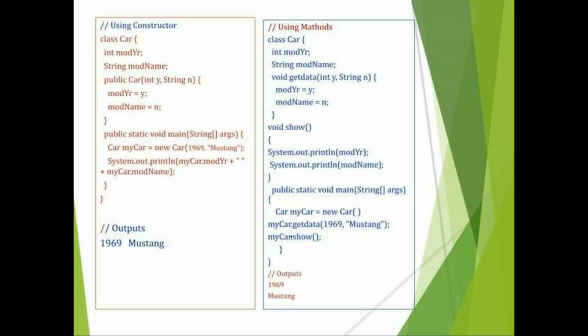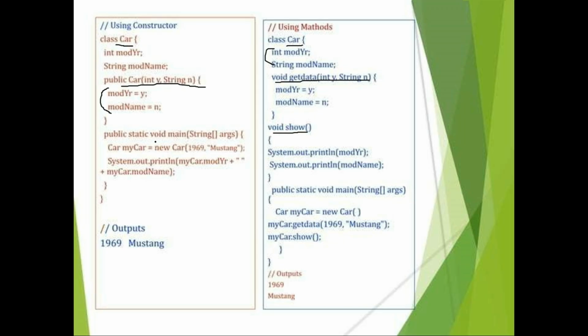Here is a simple example for the difference between the constructor and the method. Here we have a class called Car. Here also we have a class called Car. In the first one, we have created an argumented or parameterized constructor. In the other, we have two methods: one is getData, another one is show. getData will assign the values to the class variables. In the first, we used the constructor for assigning the values to the variables.